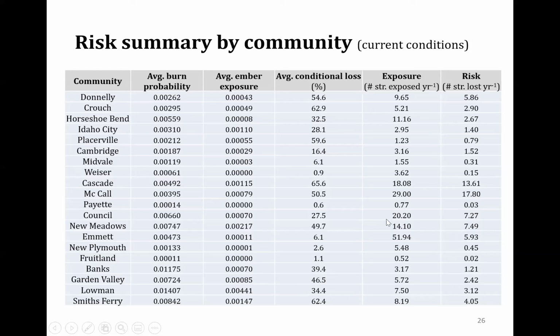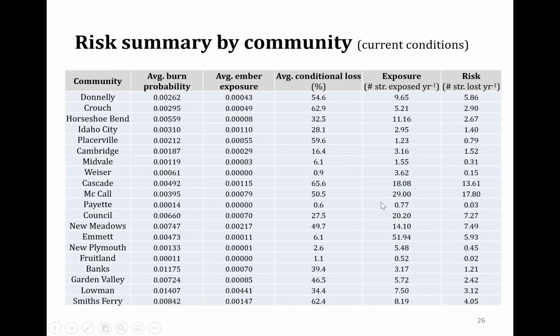For instance, just one more example, if you compare Council with New Meadows, both have almost the same risk, 7.27 and 7.49. But if you look at exposure, the first has 20.20 structures per year and the second has 14. So this means from the interpretation of the results that here in New Meadows, the conditional loss was way higher because most structures were located deeper into the wilderness areas.